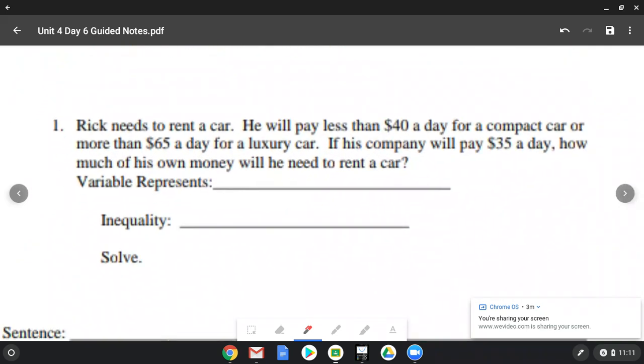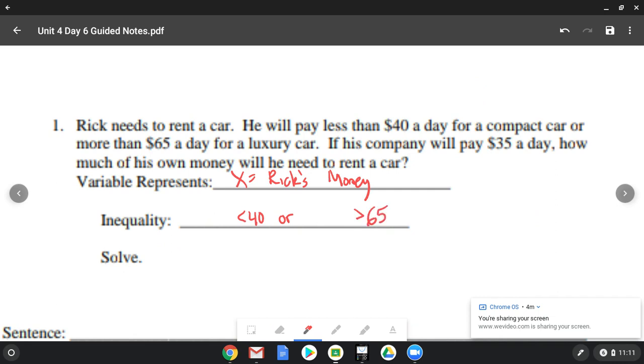So Rick needs to rent a car. He can pay less than $40 for a compact car, or more than $65 for a luxury car. So he's got a choice here. If his company will pay $35 for him, how much of his own money will he need to rent a car? So we'll just say X is Rick's money because this is his own money. So one side is going to be the less than 40 side, right? Or the other side is going to be more than 65.